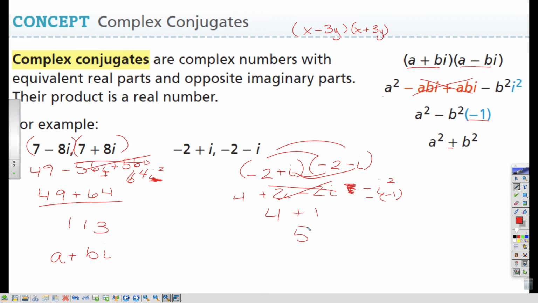5. Okay? So again, what is the purpose of a complex conjugate? To get a what? Real number. To get a real number. Yay! Okay, I'm going to try to calibrate this before we go to the next one.